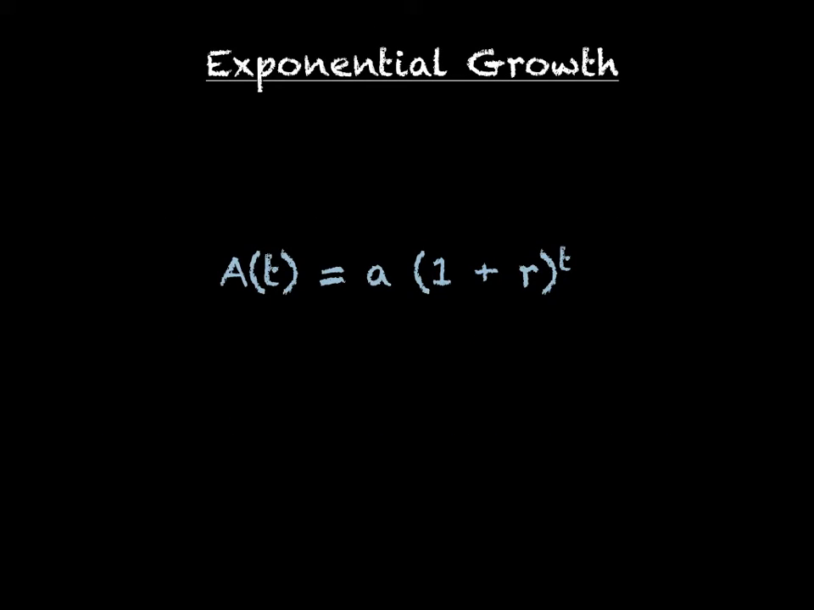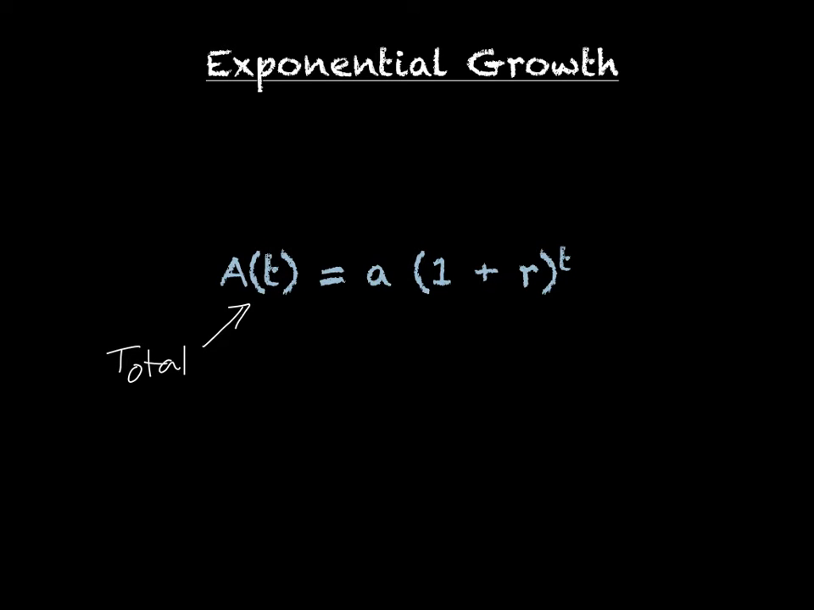When you are building an exponential growth formula, it should usually be of the form A of t equals a times 1 plus r to the power of t. And what these variables all mean: the A of t is going to be your final amount, or your total amount of whatever you're looking for.